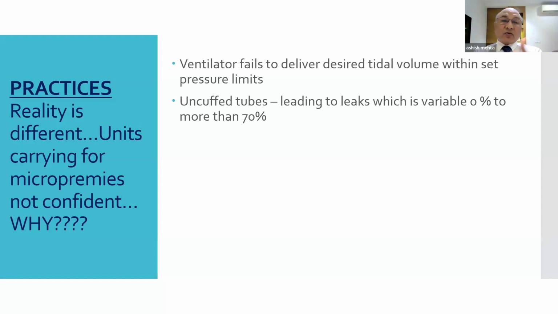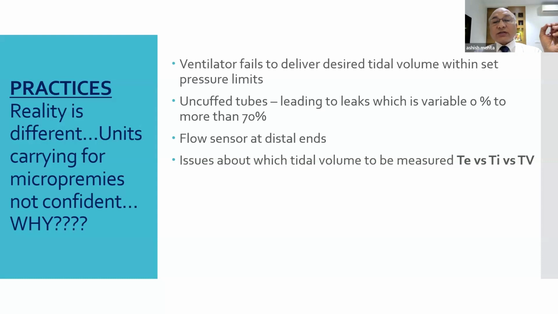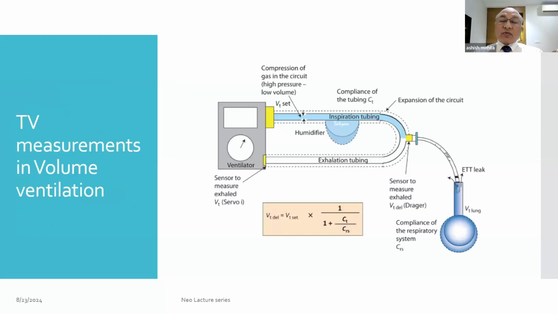We know, those who are ventilating babies day in, day out, that the leak may be 0% to 70%. Flow sensors are not at the right place. The flow sensor normally should be at the proximal end. With these ventilators, the flow sensor is at the distal end. And then which tidal volume is to be targeted? Is that the inspired tidal volume? Is that the expired tidal volume? Which is to be targeted? That is always a problem.